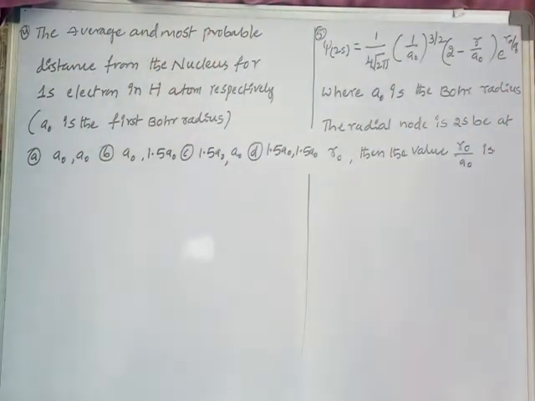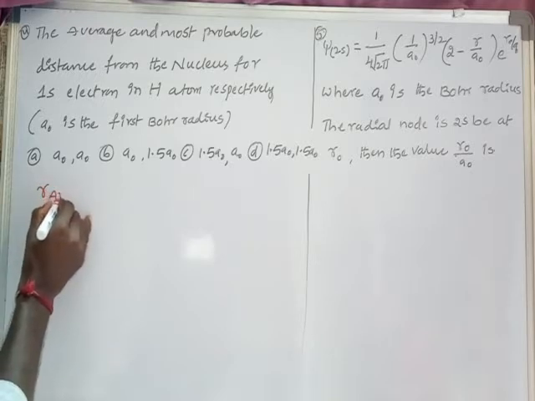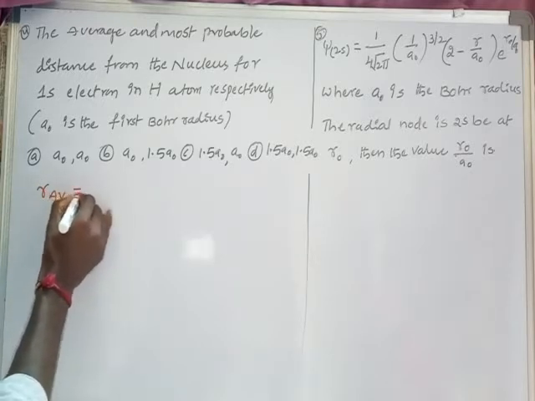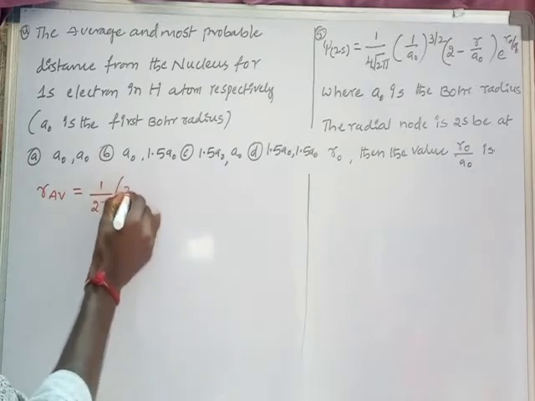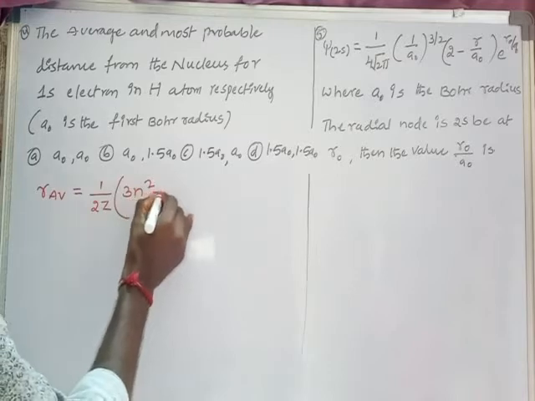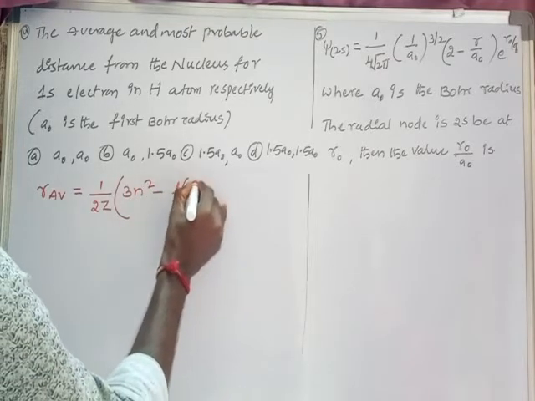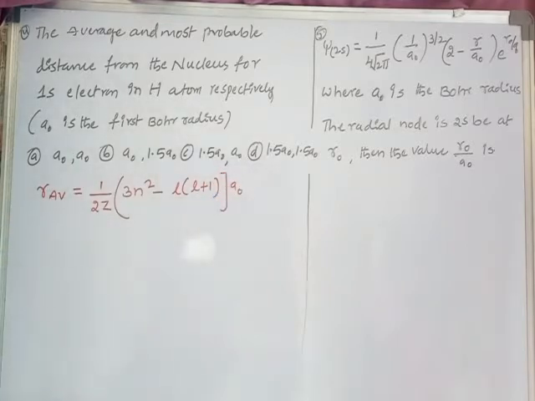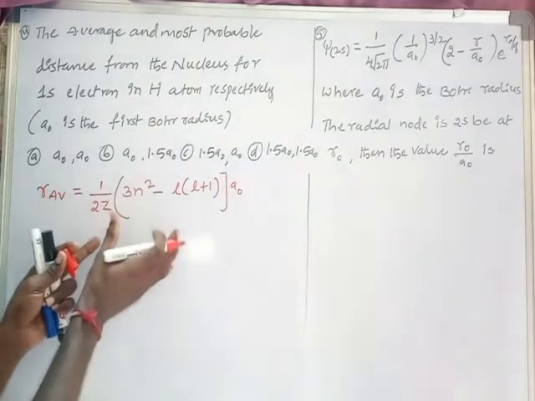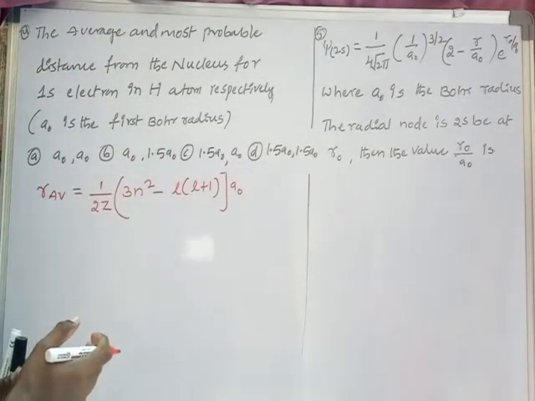Now see here, we can calculate the most probable distance easily, but how can we calculate the average distance? To calculate the average distance, we have an equation. It is very important. Average distance equals 1 by 2Z into 3n square minus L into L plus 1 into a naught. So here this is the equation for calculating the average distance.